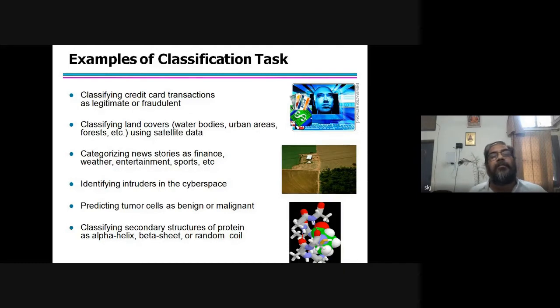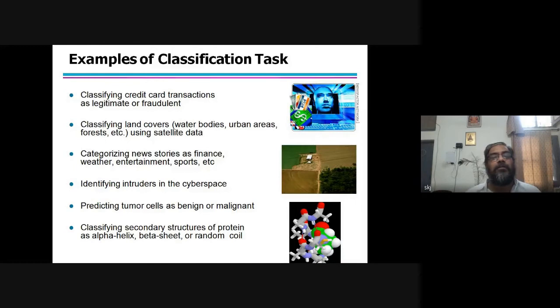Next is classifying land cover: water bodies, urban areas, forest. A satellite image can be studied and based on that. And categorizing news stories as finance, weather, entertainment, sports. News stories can be categorized by identifying features using data mining. Identifying intruders in cyberspace. Predicting tumor cells as benign or malignant. Benign means harmless and malignant means harmful.